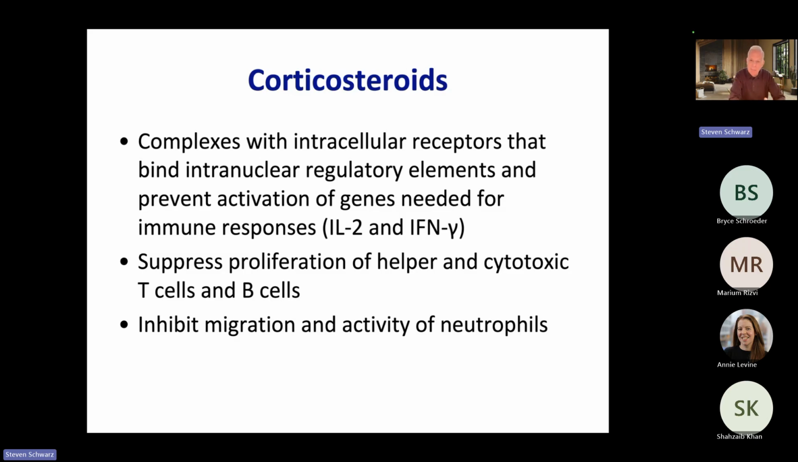Corticosteroids complex with intracellular receptors that bind elements and prevent activation of genes needed for the immune response. So it ultimately prevents the production of IL-2 and interferon. The corticosteroids suppress proliferation of helper and cytotoxic T and B cells, and they inhibit migration and activity of neutrophils. But obviously, corticosteroids should be used only short term whenever possible, related to the profound side effects of corticosteroid use.